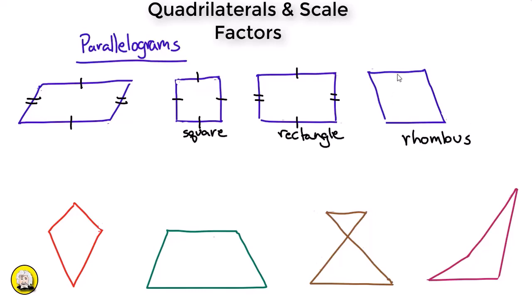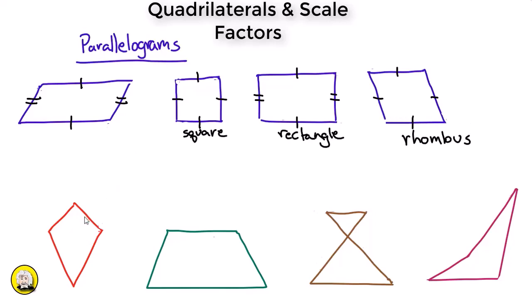The rhombus has all four sides the same, just like the square, but like our traditional parallelogram, the pair of sides are parallel to each other, and the other pair, which is not at 90 degrees or perpendicular, is parallel to each other as well. So these are all examples of parallelograms. But that is not the only kind of quadrilateral we have.